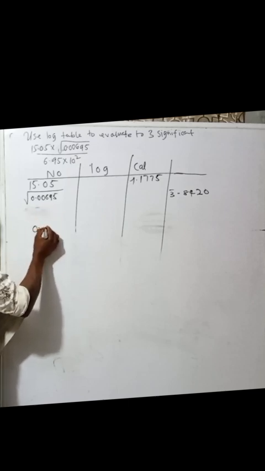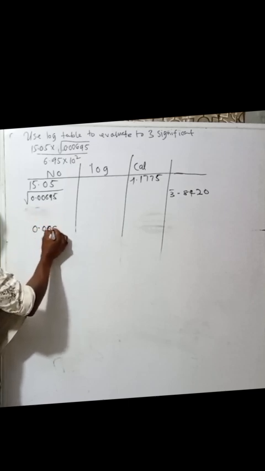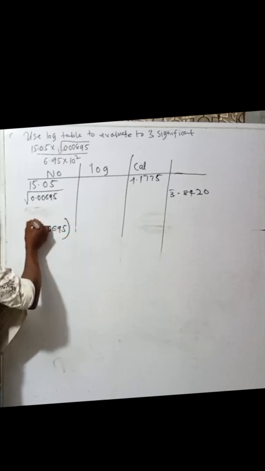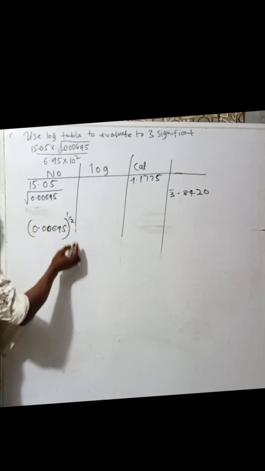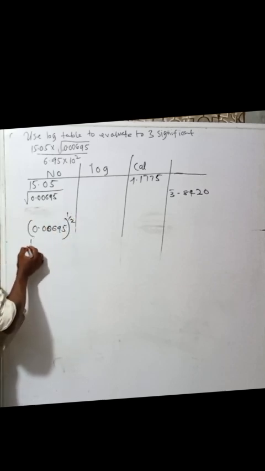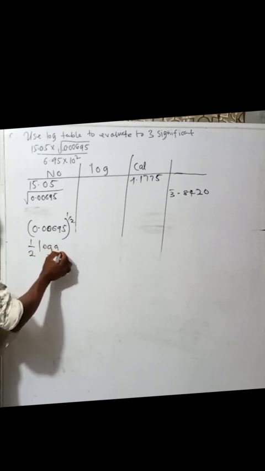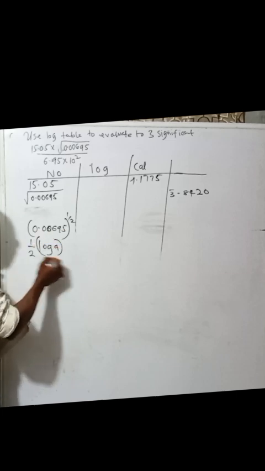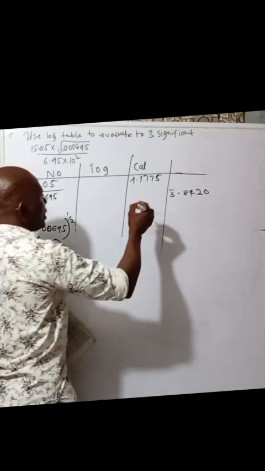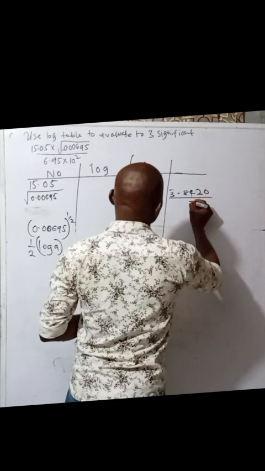So this is 0.0695 raised to the power of half. The half here will come and multiply, from the law of logarithm. This half will multiply whatever log is here. So it will turn out to be division. So here is going to be divided by 2.